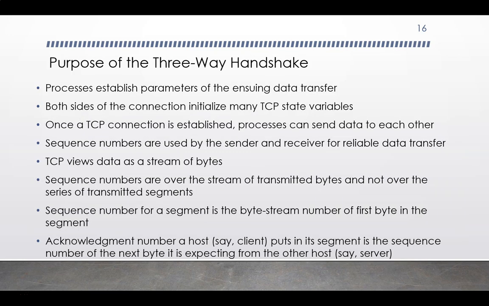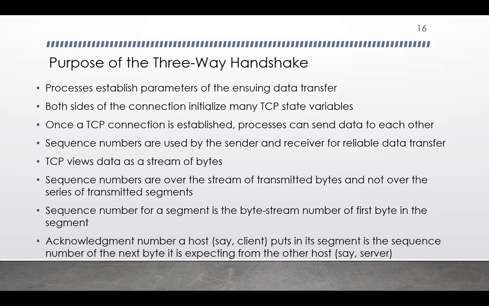So what's the purpose of the three-way handshake? Well, the processes establish parameters of the ensuing data transfer. The sequence numbers are not just completely arbitrary numbers, but they play a significant role in conducting the subsequent conversation. Both sides of the connection initialize many TCP state variables, as we've indicated. Once a TCP connection is established, processes can then send data to each other.